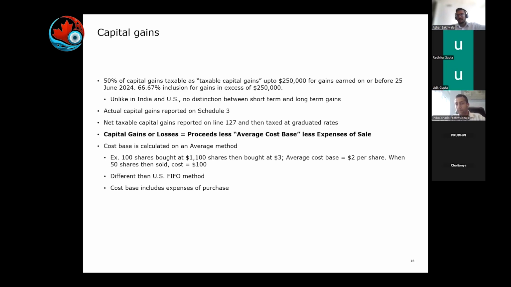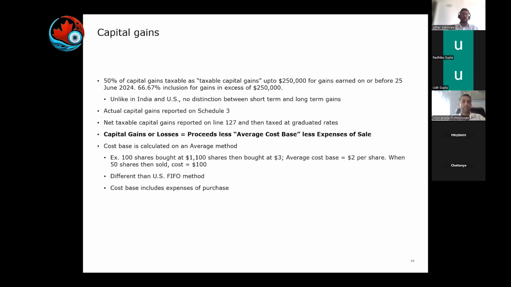And there are different tax rates in India based on the period of holding. There is a similar principle in the US as well, where the tax rates are different based on the term of holding of your investments. But in Canada, there is no concept of short-term and long-term. Canada follows the income inclusion method of taxing capital gains. So in Canada, 50% of your capital gains is taxable.